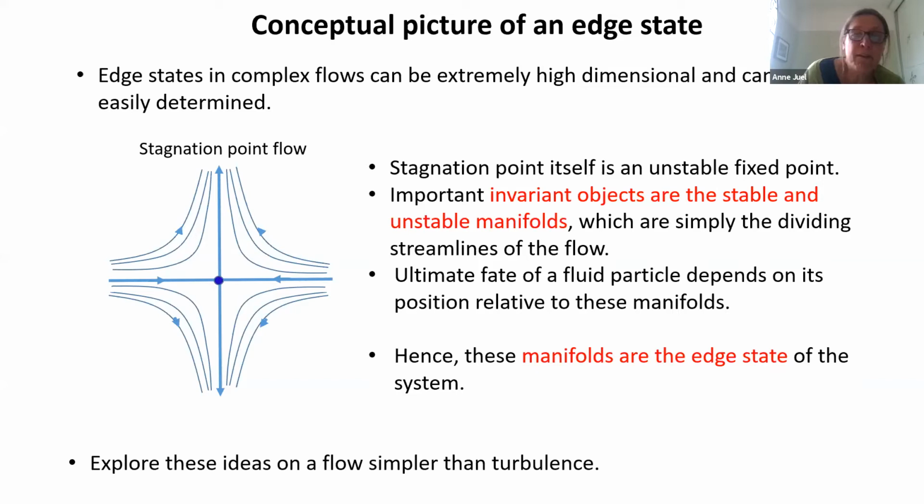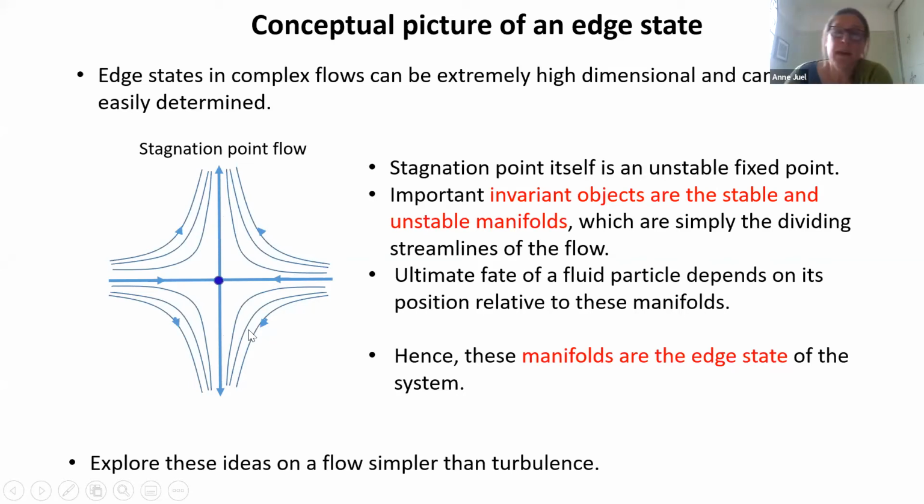These are simply the dividing lines of the stagnation point flow. So essentially, the ultimate fate of a fluid particle will depend on its position relative to these manifolds. And so you can say that these manifolds are essentially the edge states of the system. And in this case, there's a stable direction that pushes you towards the fixed point, and one unstable direction that takes you away from the fixed point.